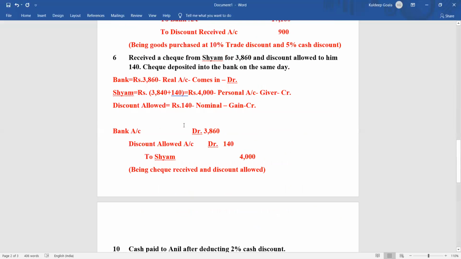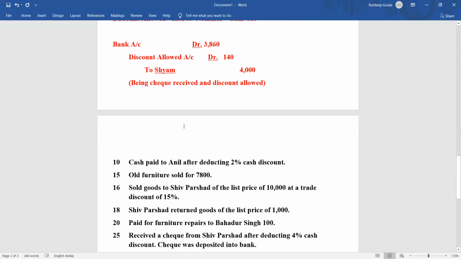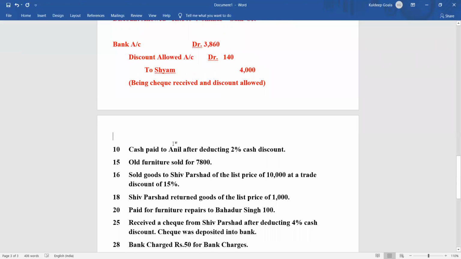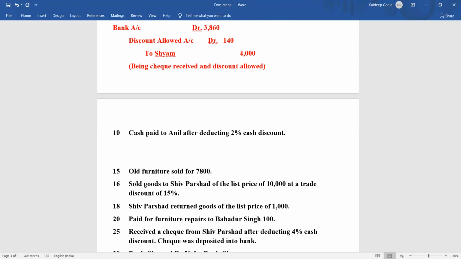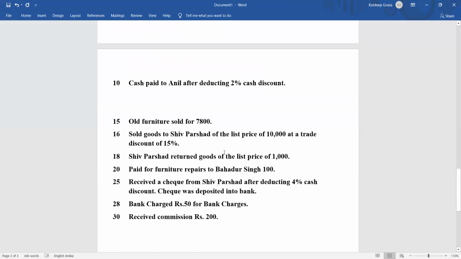So coming to the next transaction now. Is it clear? Now coming to the next transaction, what is there? Cash paid to Anil after deducting 2% cash discount. Let's find out. Since Anil's name is there and the amount is not mentioned, it will definitely have some relation with the previous transactions. So let's find it out.